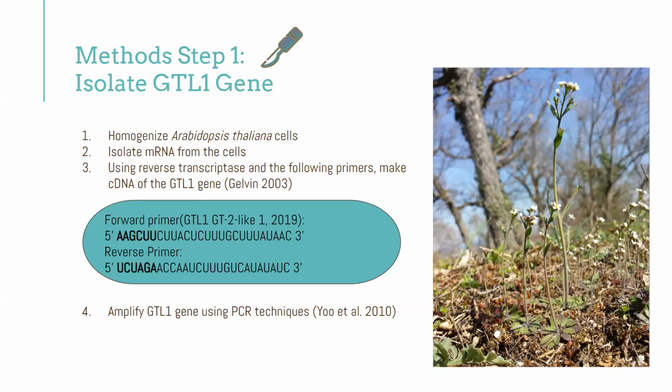So the first step is to isolate the GTL1 gene. In order to do this, the Arabidopsis thaliana will be purchased from Millipore Sigma, a distributor. First, the cells will be homogenized, and then mRNA will be isolated and extracted from the cells. Afterwards, reverse transcriptase will be used along with the following primers to make a cDNA library of the GTL1 gene. Also, to amplify the GTL1 gene, PCR techniques will be used with the same primers except with T's instead of U's in order to account for DNA.